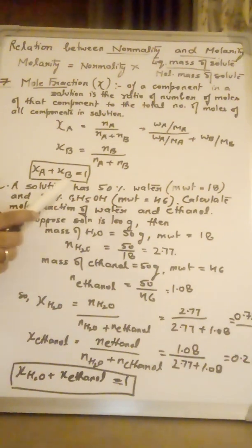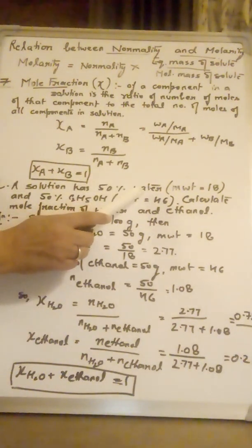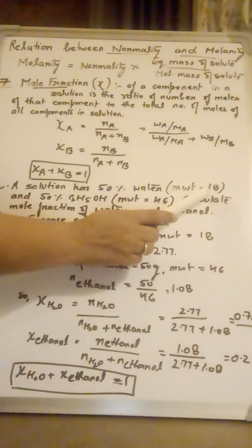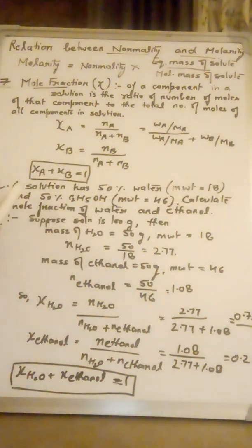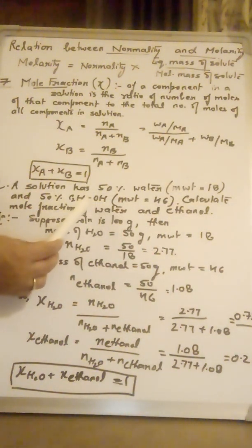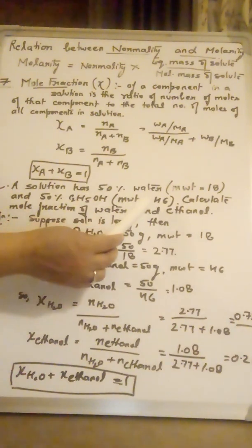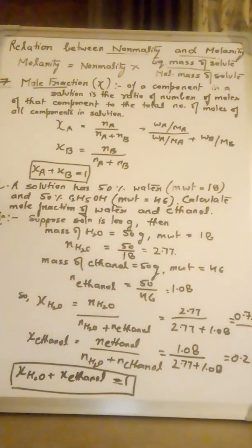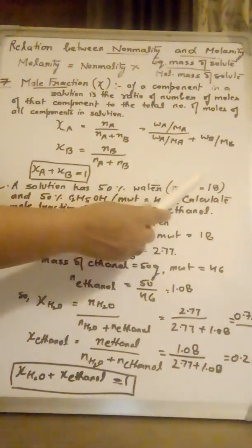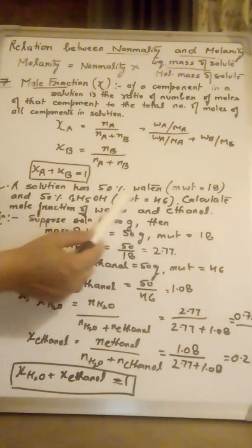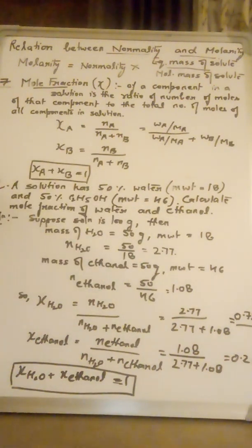There is a solution which has 50% water, and the molecular weight of water, H2O, you know is 18, and 50% ethanol, C2H5OH is ethanol, and its molecular weight is 46. So there is a solution in which there is 50% water and 50% ethanol. Calculate the mole fraction of water and ethanol in the solution. So a solution has been made by adding water and ethanol, and you have to find out the mole fraction of water and ethanol in the solution.